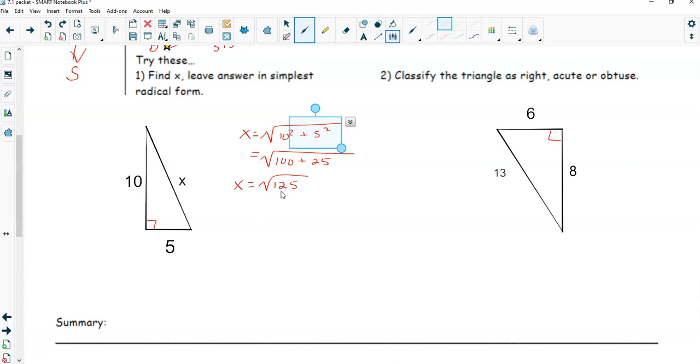So to leave these in simplest radical form, another way to know that is that I know that 25 is a perfect square, and 25 goes into 125 5 times. So I'm just going to do it this way. See, 25 times 5. Now, what is the square root of 25? Because 25 is a perfect square. Well, the square root of 25 is 5. So that comes out. And then this 5 right here, that's an irrational number that stays in. So here is my answer.